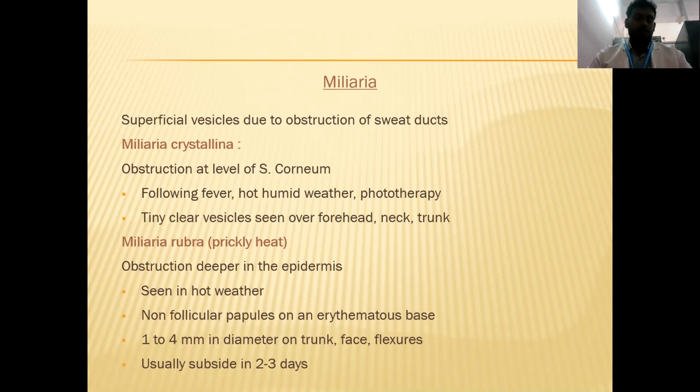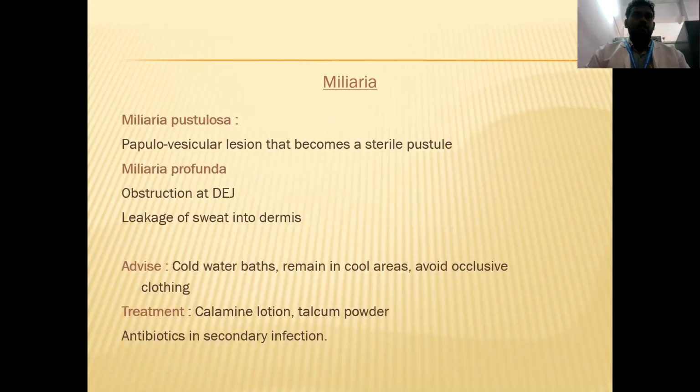Miliaria rubra, which is commonly referred to as prickly heat, happens because of obstruction deeper in the epidermis. This is seen in hot weather, and non-follicular papules will be seen on an erythematous base. The size will be anywhere from 1 to 4 millimeter in diameter, and this will be predominantly seen on the trunk, face, and flexures. Usually, it will subside in 2 to 3 days. Miliaria pustulosa is nothing but a pustulo-vesicular lesion that later forms a sterile pustule.